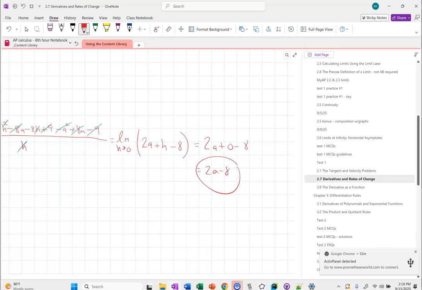Guess what I can do with that then? If I want specific values of a, do I have to go through that rigmarole that I just did again? Just plug it into 2a minus h, right? If I want to know the slope of the tangent line to that curve f of x when x is equal to 5, just plug 5 into a. If I want when x is equal to 10, plug it into a.